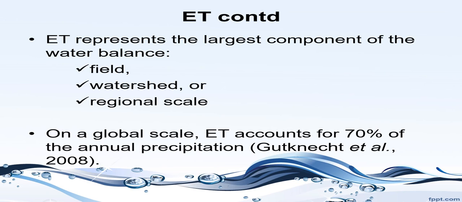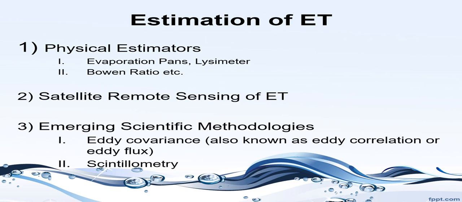Evapotranspiration is the largest component of water balance, be it at field scale, watershed scale, or even regional scale. On a global scale, evapotranspiration may account for up to 70% of the annual precipitation. Imagine losing 70% of the annual precipitation to evapotranspiration. That's a huge loss. Therefore, quantification of evapotranspiration is very crucial.